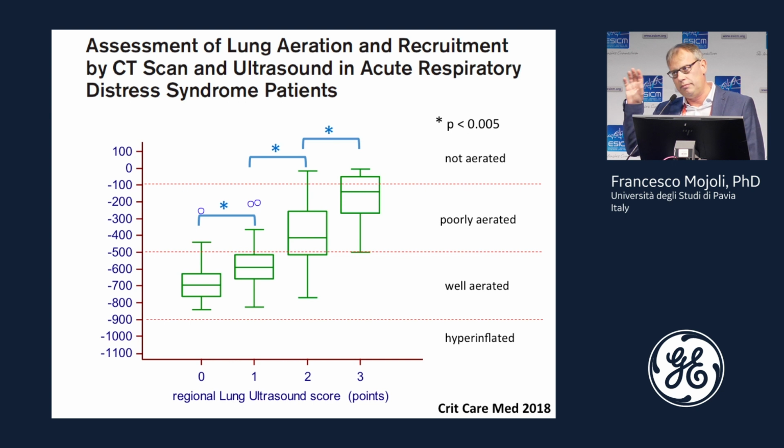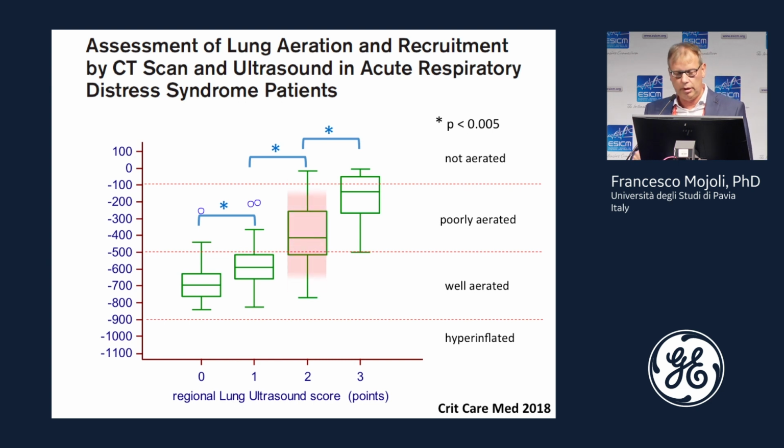We compared this lung ultrasound scoring system with the gold standard, that is quantitative CT scan. And you can see that lung regions with different lung ultrasound scores also have different lung tissue density. For each step increase of the lung ultrasound score, there is a significant increase of density. Anyway, there is some overlap, and this is particularly true for score 2, severe loss of aeration.